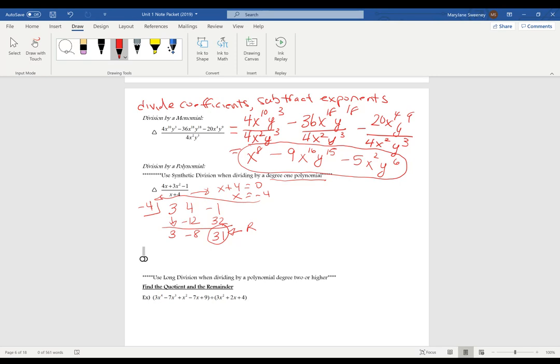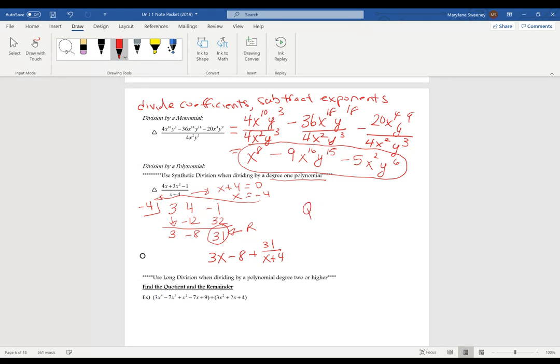Now, sometimes they'll ask you to write your answer in summary form with the quotient and the remainder. So I would say 3x minus 8, right? If that's my remainder, that's my constant, that's my x term. So it's 3x minus 8 plus the 31 over the divisor, the x plus 4.